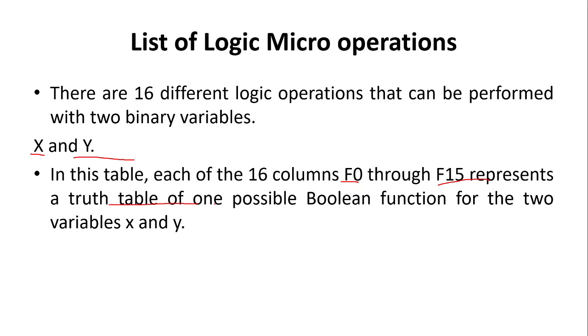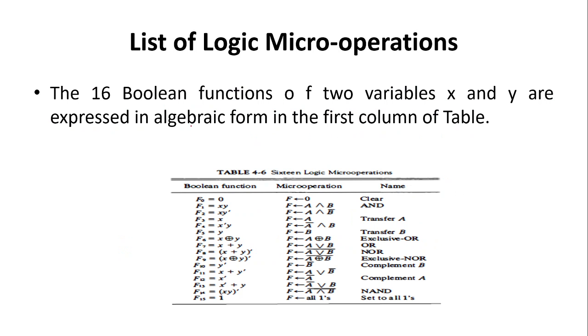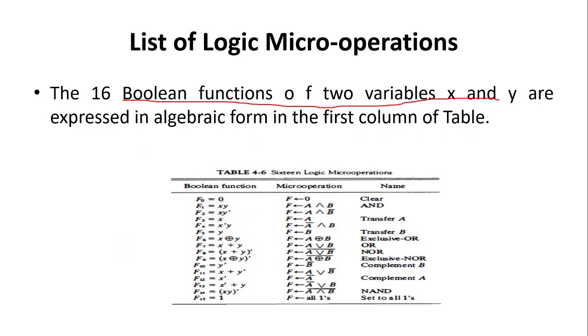that represent a truth table of one possible Boolean function for the two variables x and y. So these are the truth tables for 16 functions. Based on the input value, the functions f0, f1, f2 up to f15 are selected, and these 16 Boolean functions of two variables x and y are expressed in the algebraic form as shown below. When f0 is equal to 0, this means that all the content of f0 is 0. So this is the micro operation F is equal to 0 for the first function f0.